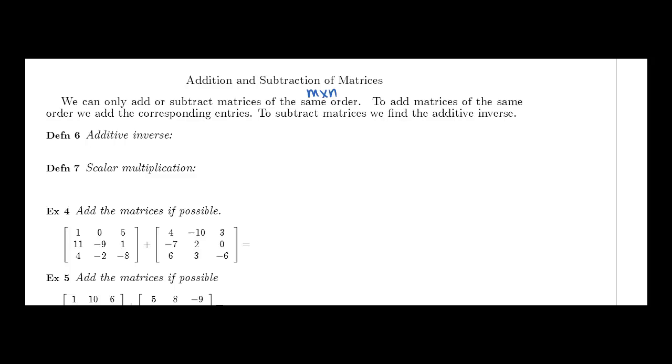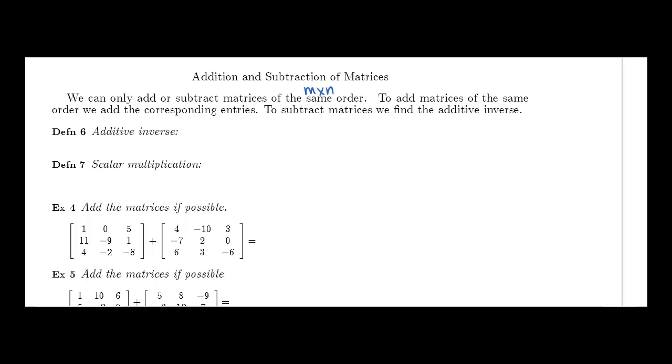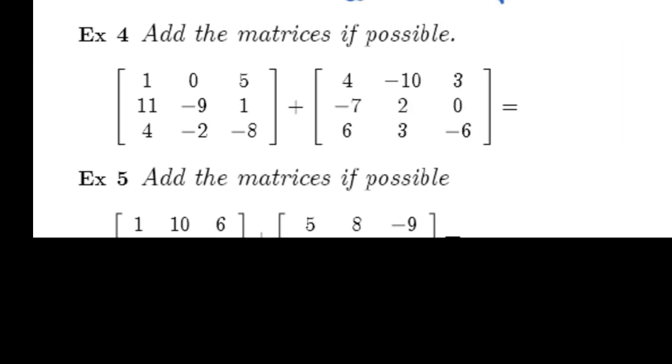To add matrices of the same order, we just add the corresponding entries. We talked about the corresponding entries being compatible earlier when we were looking at two matrices set equal. Similarly, we are going to look at adding these corresponding entries. We also can subtract matrices, and when we're subtracting matrices, we need to find what is known as the additive inverse, which we will discuss in the next video. So first things first, let's look at adding matrices.